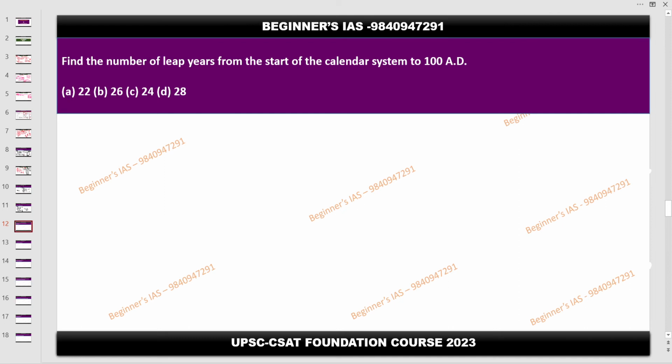Okay, fine. Find the number of leap years from the start of the calendar system to 100 AD. What is the answer? Without knowing the number of leap years, you can say, now 100 is... What is the previous one before 100? 96. Then 4 into dash is equal to 96. 92. That is the answer. Understood? Yes, sir.